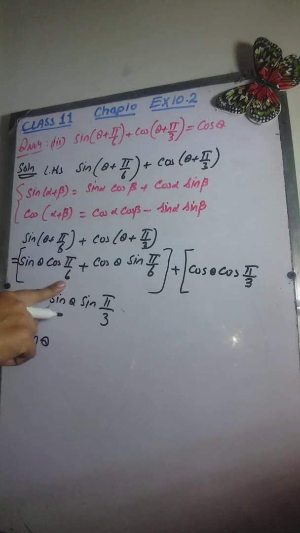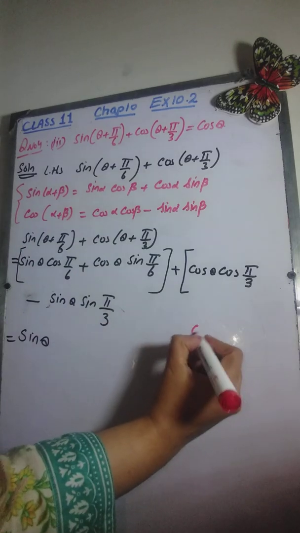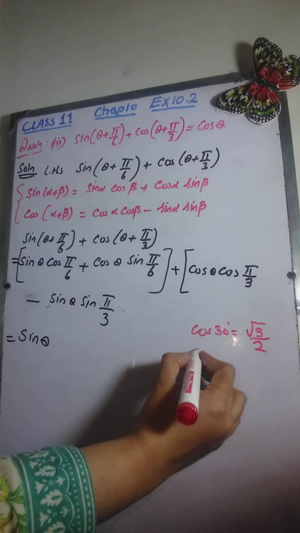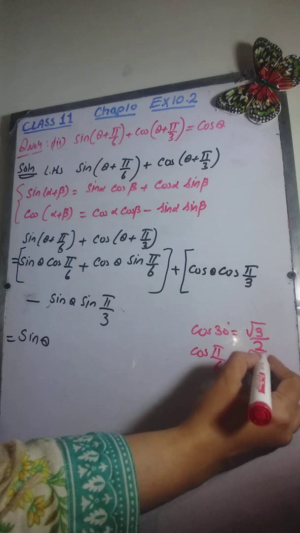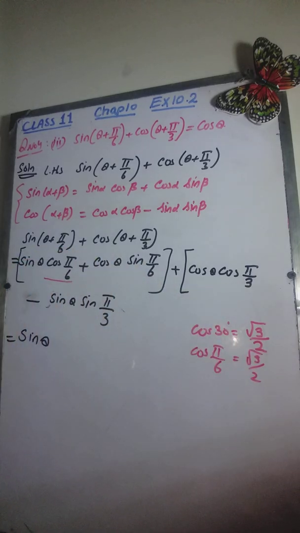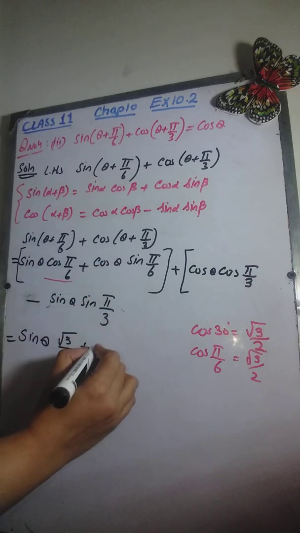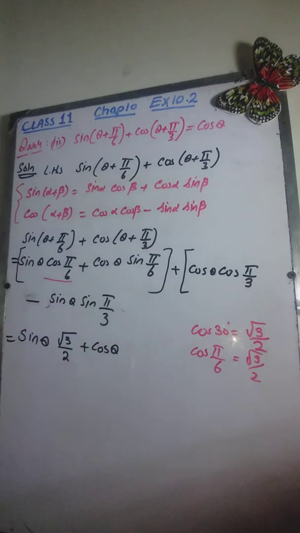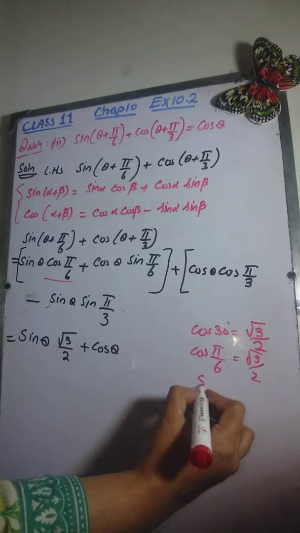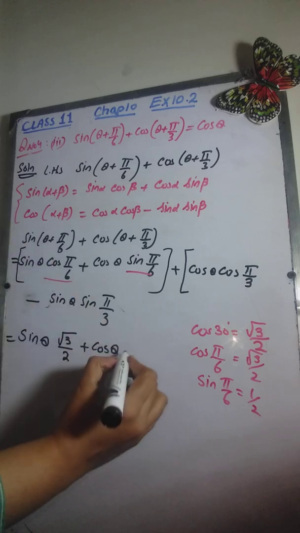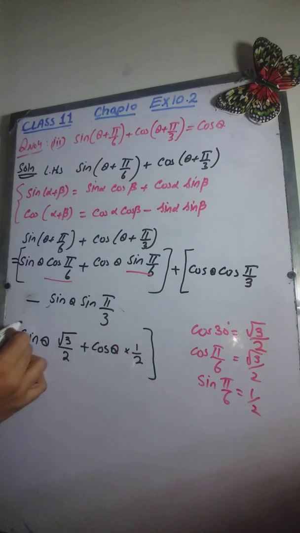Pi by 6 is the radian form of 30 degrees, and we know that cos of 30 degrees is equal to under root 3 by 2 from our previous knowledge. So it means that cos of pi by 6 will be equal to under root 3 by 2. So we are going to replace cos of pi by 6 by under root 3 by 2, plus cos of theta and sine of pi by 6. We know that sine of pi by 6, that is sine of 30, is equal to 1 over 2. Replacing this by 1 by 2. This is the first bracket.